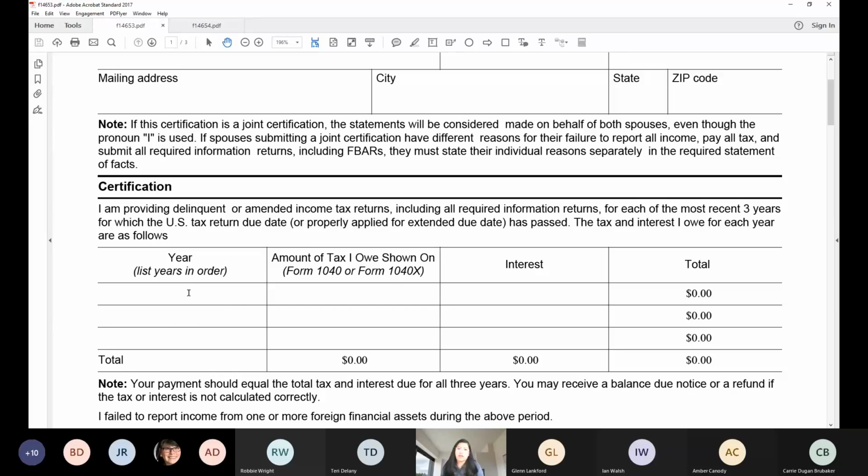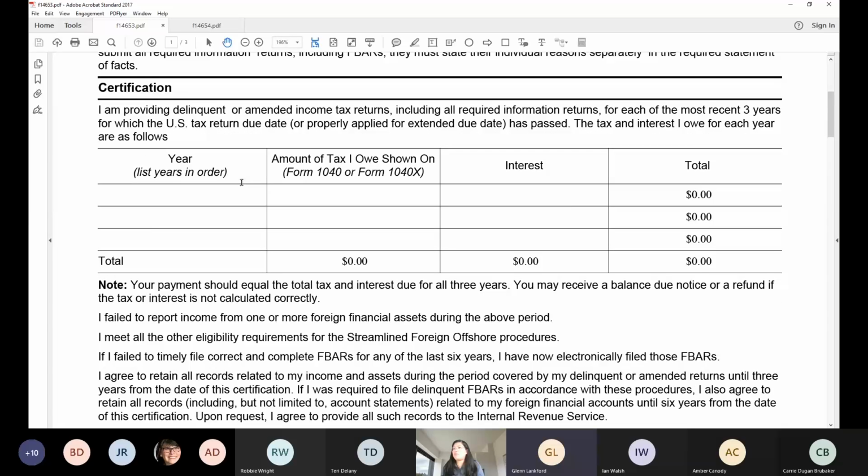Can you guys see that? Yes, can you guys see that? All right. So this form shows the last 3 years that she had not filed. Oh, you can't see it, Glenn? Helene can see it. Oh, yeah, I can see it. I was responding to David's answer to my question.